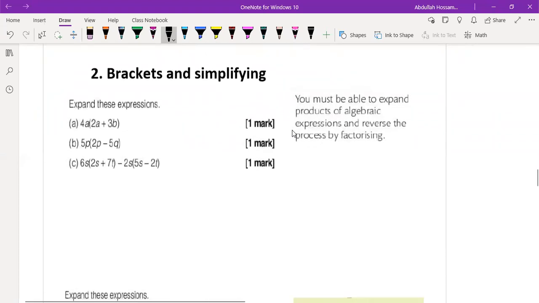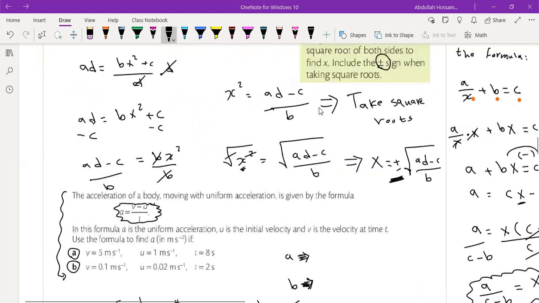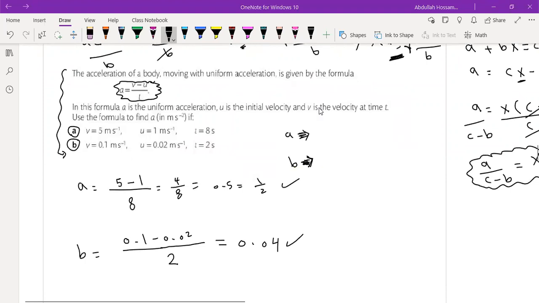Okay. Brackets and simplifying. And here, guys, for the units, we are doing math now. We are not in physics or A-level math, so don't care about the units. We just put V, write 5. You see U, write 1. And T, write 8. And don't care about the units here because there is no need now for the units, okay?